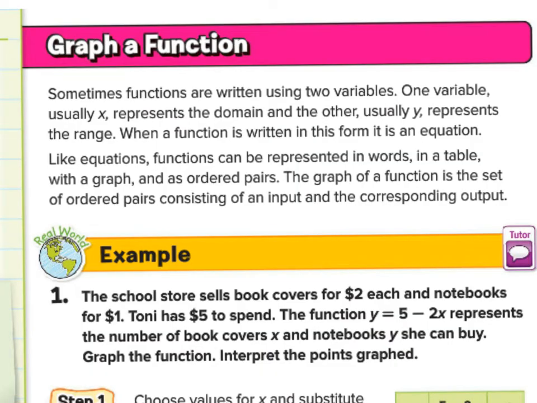Something to take note of is sometimes functions are written using 2 variables. One variable, usually x, represents the domain, and the other, usually y, represents the range. So x horizontal, y vertical. When a function is written in this form, it's called an equation. Like equations, functions can be represented in words, in a table, with a graph, and as ordered pairs. The graph of a function is the set of ordered pairs consisting of an input and the corresponding output.